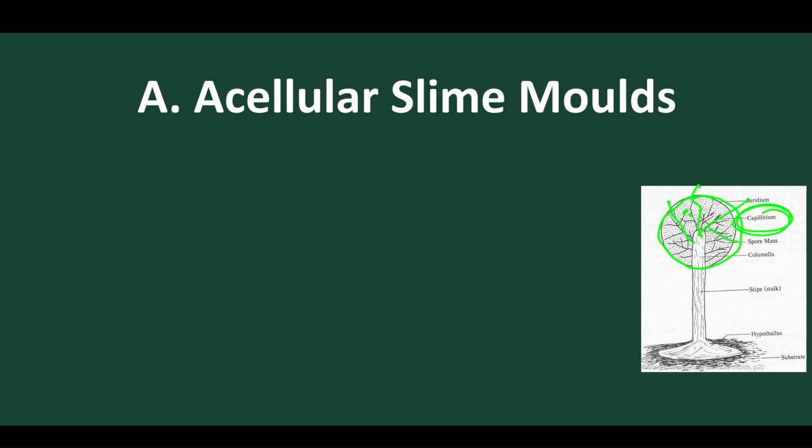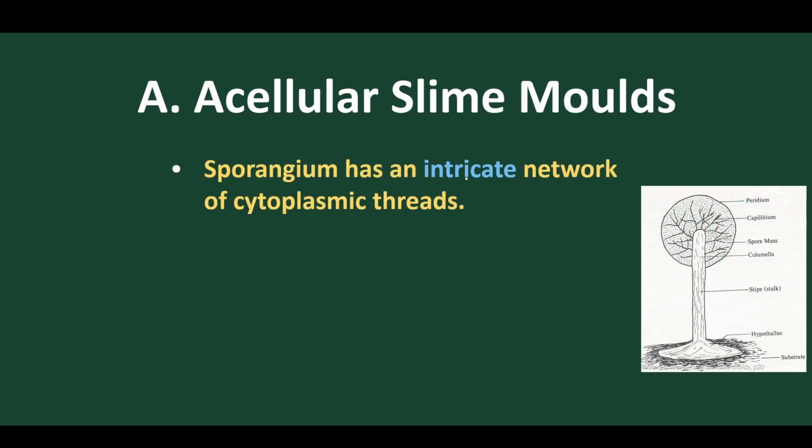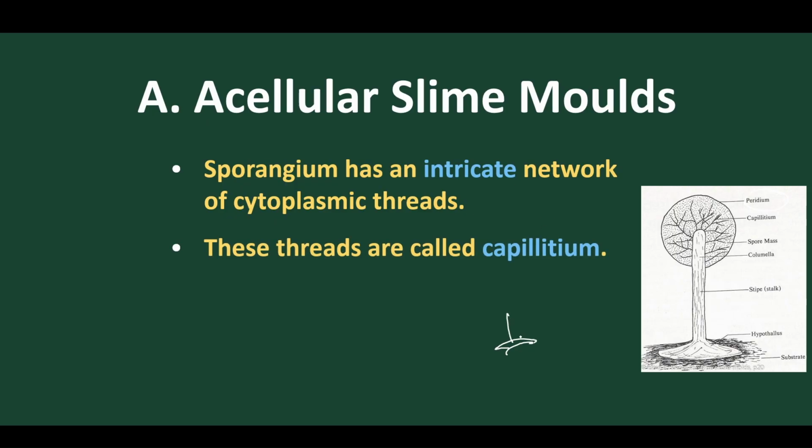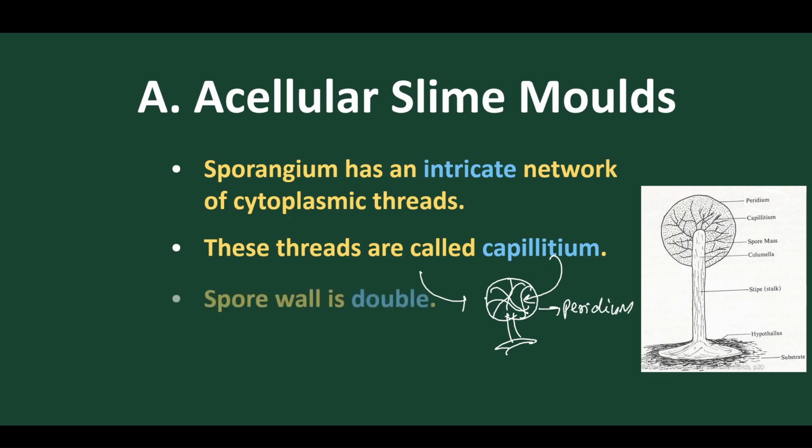Inside the body, we'll find the spores present, and in the stalked type, a sporocarp is found. Got it? So sporangia has an intricate network of cytoplasmic threads called capitulum. The sporangia contains this thread-like structure on its wall, and this thread-like structure is called capitulum, and the covering is called peridium. So this is the structure sporocarp.